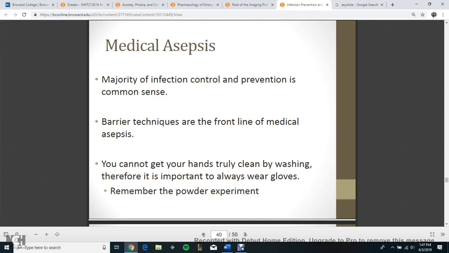Remember the powder experiment. I have no clue what the powder experiment was.